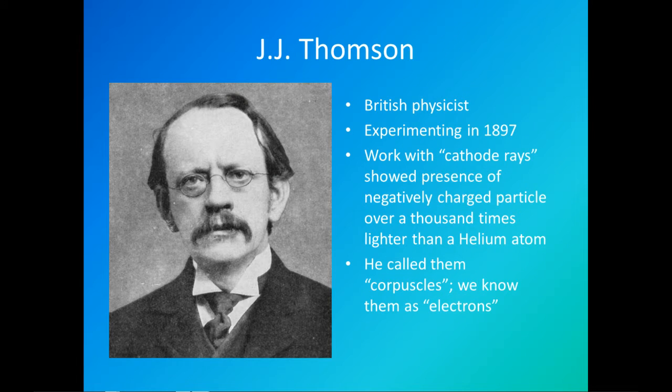Okay, so moving on from Dalton to J.J. Thomson, and this is where we get into some more serious physics and physics experimentation. So in 1897 he was working with what are called cathode rays. So that's when we charge up a plate and we heat it and it emits a stream of negatively charged particles, and by putting those particles in a magnetic field he was able to show that they contained particles over 1,000 times lighter than the helium atom, and he called those corpuscles, but we now know them as electrons.